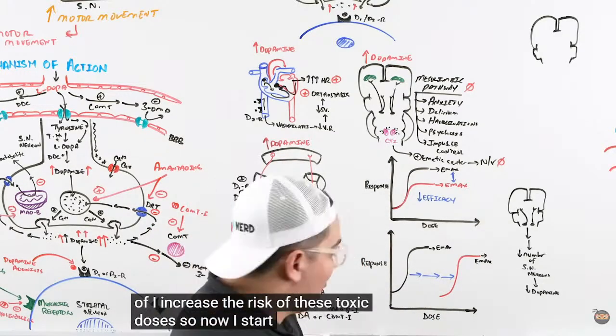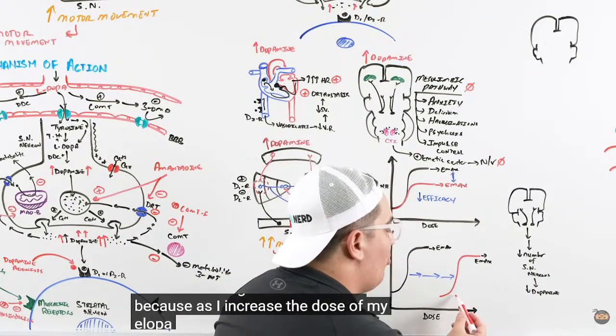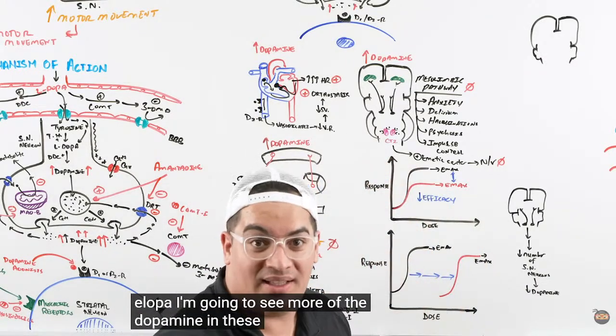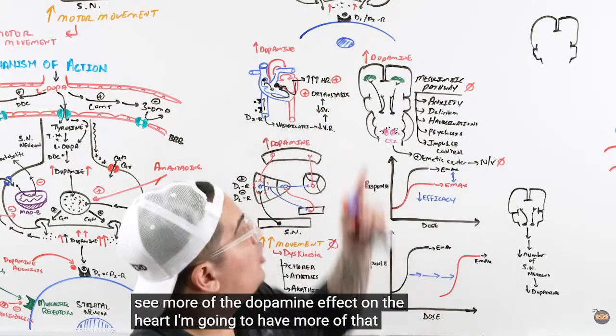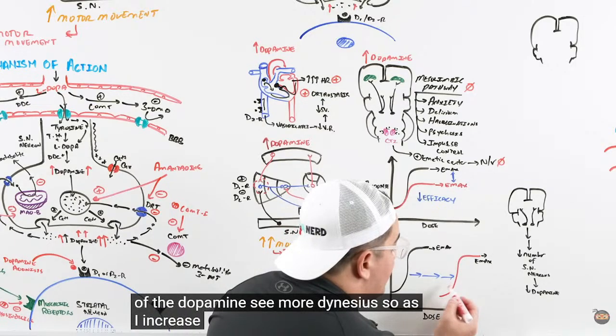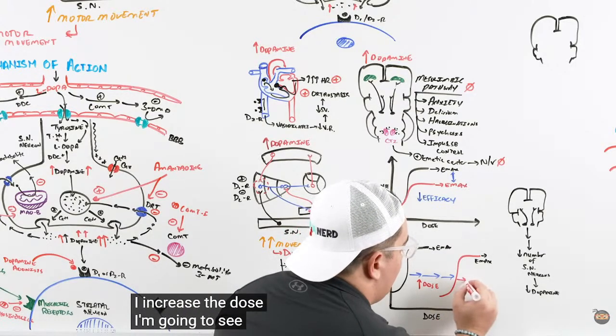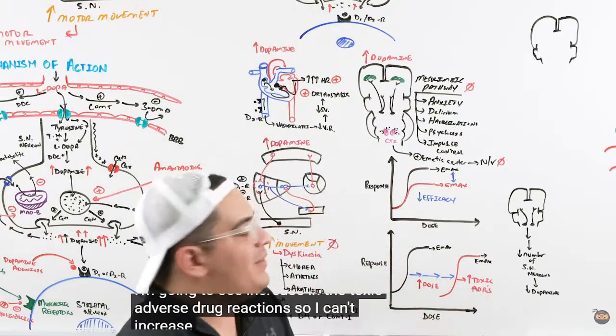So now I start getting into the realm of negative side effects, because as I increase the dose of my L-DOPA, I'm going to see more of the dopamine in these synapses. I'm going to see more of the dopamine effect on the heart. I'm going to have more of that dopamine in the mesolimbic pathway, see more dyskinesias. So as I increase the dose, I'm going to see an increase in the toxic adverse drug reactions. So I can't increase the dose too much.